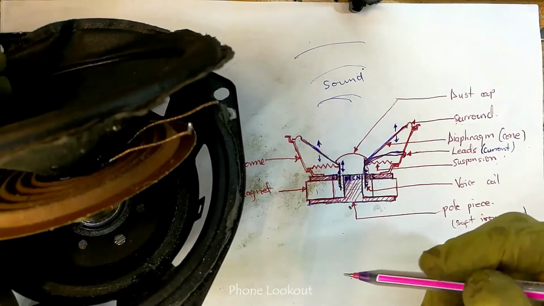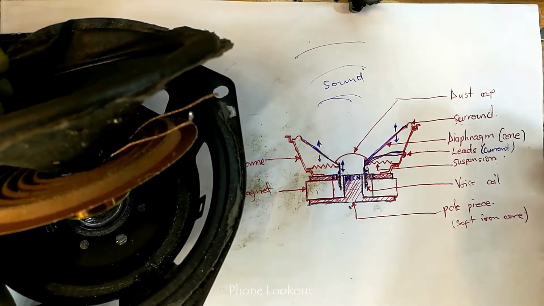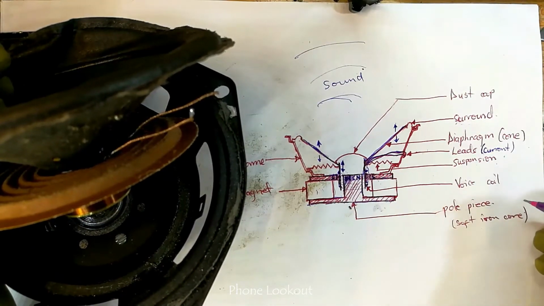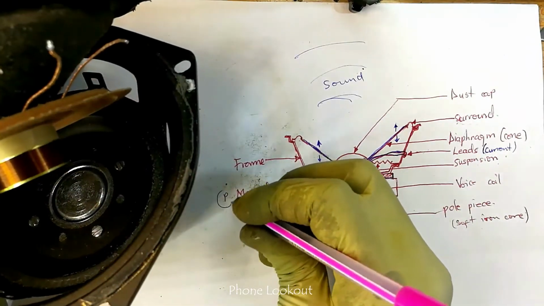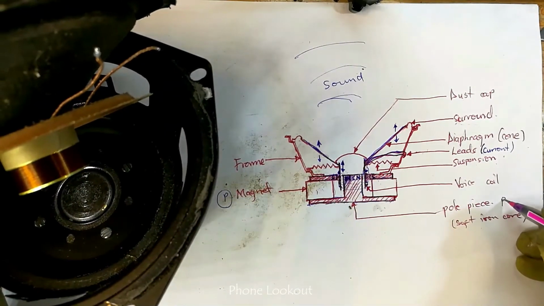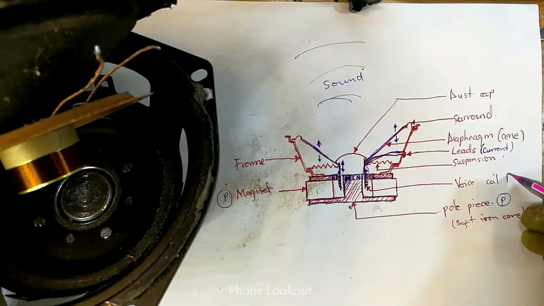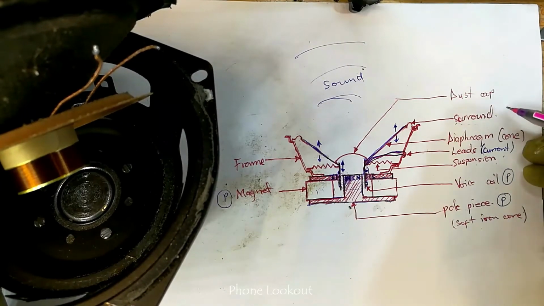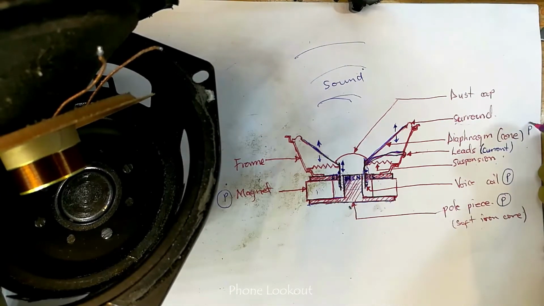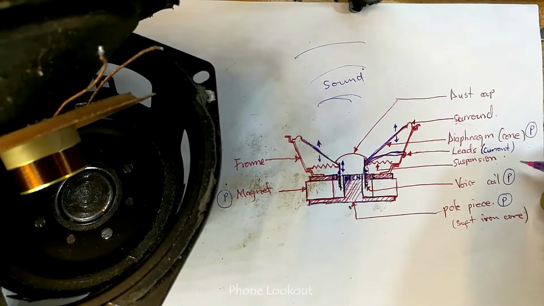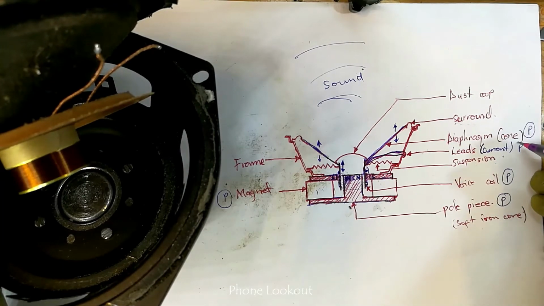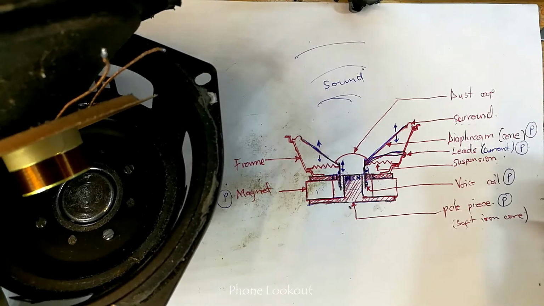Those are the primary components: the magnet, the pole pieces, the coil, the diaphragm, and even the leads carrying the current.